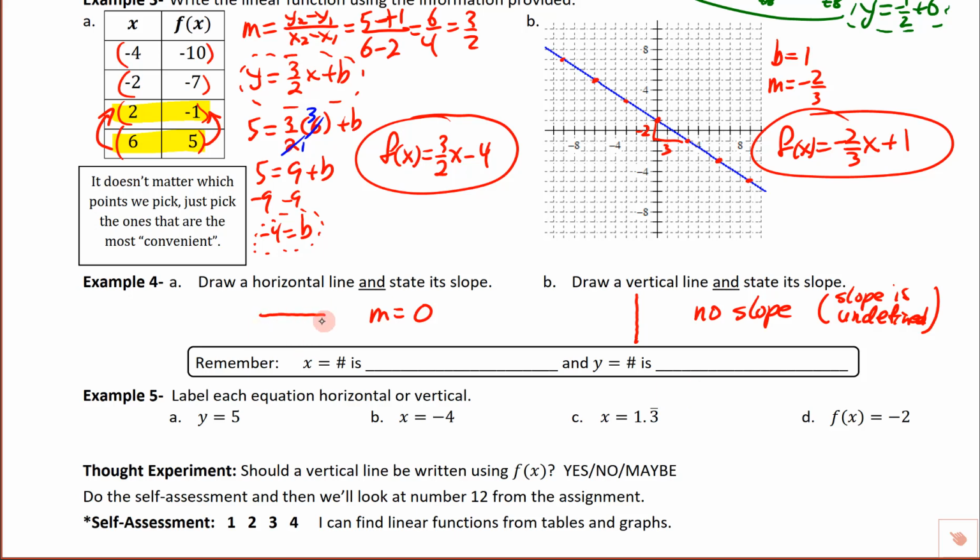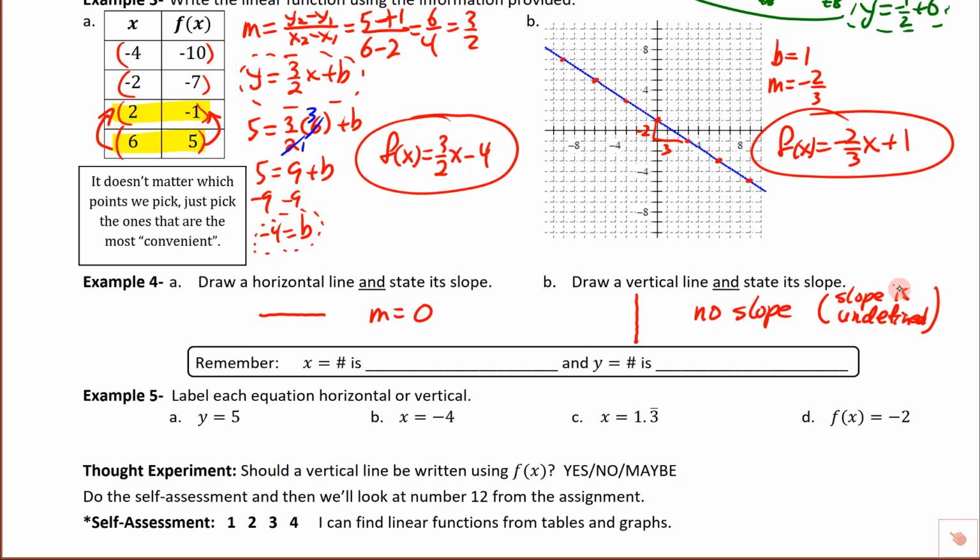Horizontal is perfectly flat, like the horizon, and the slope of that would be 0. There is a number that represents how steep this is. It's 0. It's not steep at all. This, on the other hand, is so steep, there is no number that represents how steep that is. So there are a couple different ways we can describe that. We can say no slope on this one, or we can say that the slope is undefined.